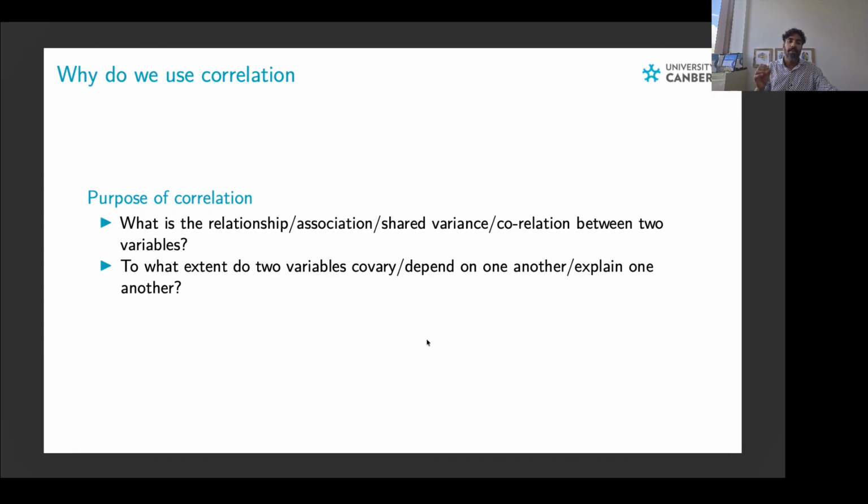So coming back to correlations, why do we use correlations and what's the purpose? Well, it allows us to understand the relationship or association or shared variance, right?